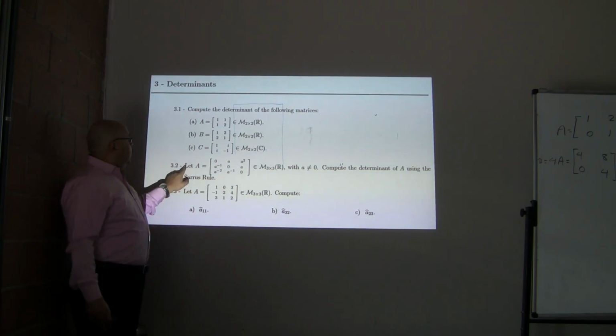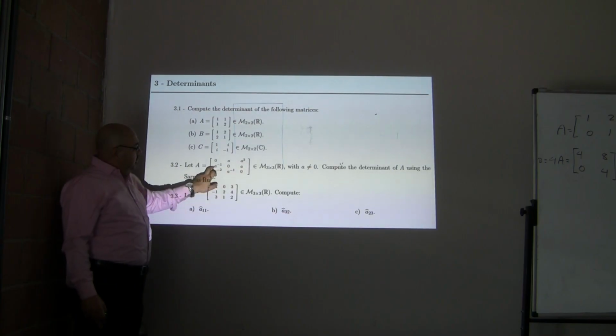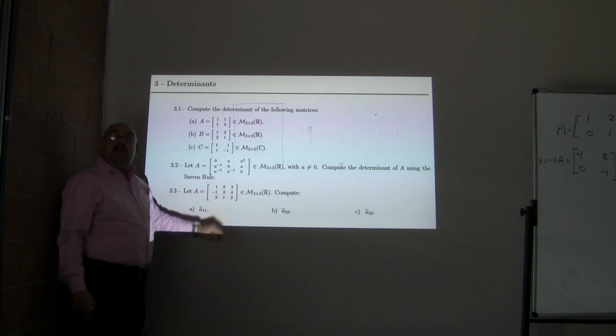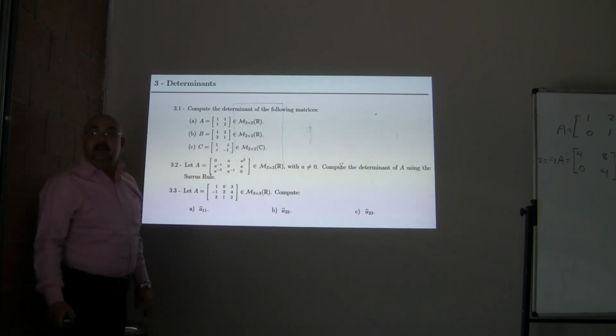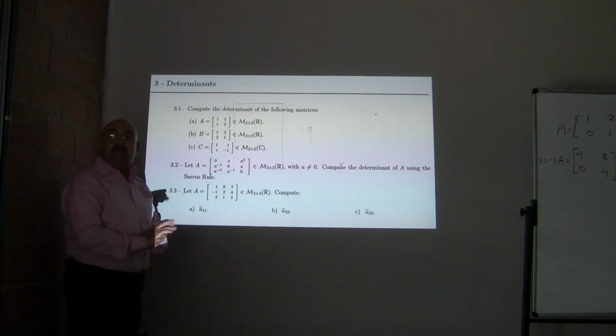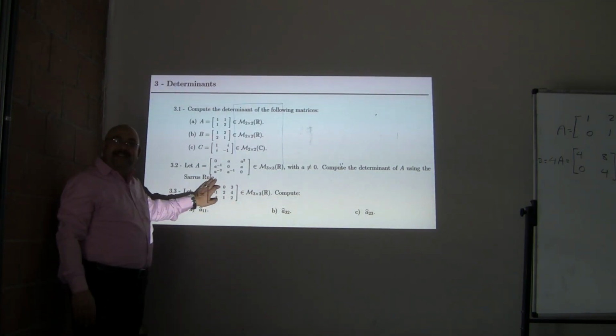He's telling you, stay with me. It says let A be the matrix 0, A, A squared; A minus 1, 0, A; A minus 2, A minus 1, 0. Can you evaluate it using Sarrus' rule?